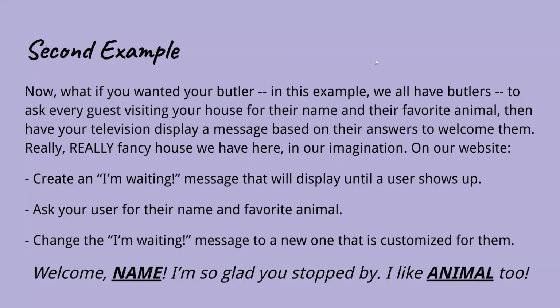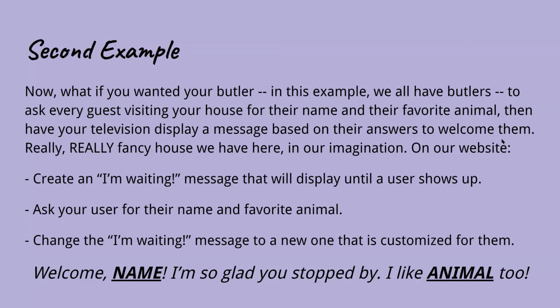So in our second example, what if you wanted your butler, in this example, we all have butlers. So we have a very, very fancy house here. To ask every person coming into your house for their name and their favorite animal, and then you have this giant television that, based on their answers, is going to display a custom message to welcome them. Such a fancy house here. I cannot imagine this exists in real life, but in our imagination and on our website, because we are in charge of it, it will.